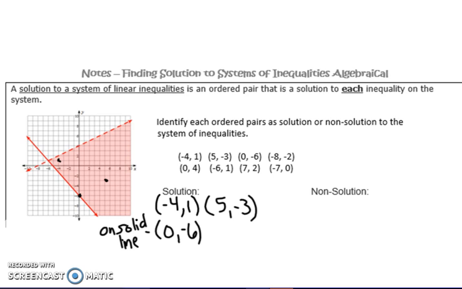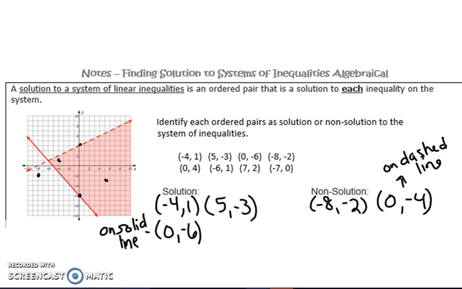Now, (-8, -2). Well, that puts us all the way out here. That's not in my shaded region, so it is not a solution. (0, 4). Well, that's the y-intercept of my dashed line. A dashed line means it's not included, so (0, 4) is not a solution because it's on the dashed line. (-6, 1). This is our intersection point. However, because there is a dashed line, and a dashed line is part of the intersection, it is not a solution.